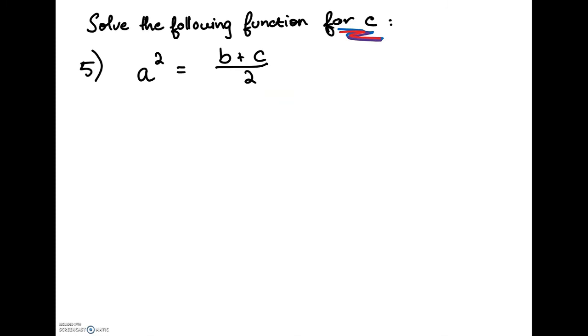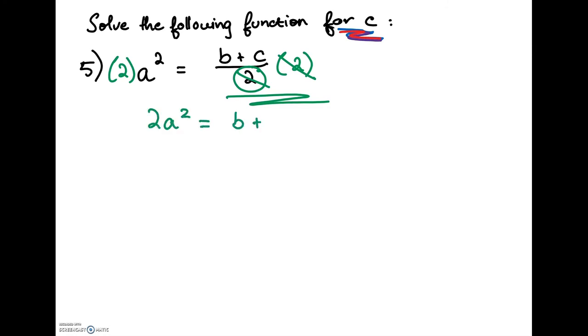Next step is to solve for the denominator. So let's get rid of this denominator. Like we did in the previous example, we're just going to want to multiply it by the same number so that they cancel out. Now, whatever you do to the right-hand side, you have to do to the left-hand side. So we're going to multiply the left-hand side by 2 as well. So we'll get 2a squared equals b plus c.